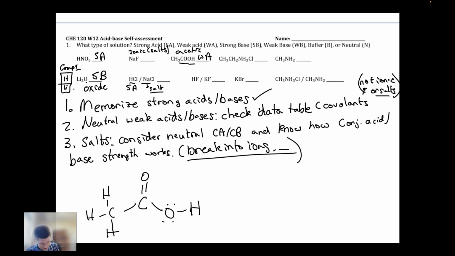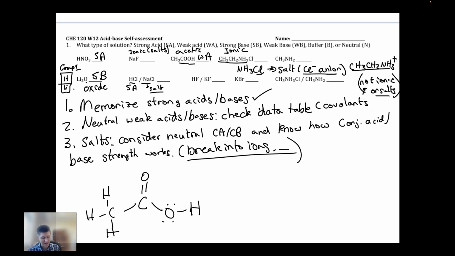CH3CH2NH3Cl. If we look at this, the NH3Cl, this is another salt. The Cl at the end is going to be the Cl minus anion, and that makes the rest of this, CH3CH2NH3 plus, the positively charged cation. So again, this is another ionic compound. We're going to need to think about the acid-base properties of each of these ions.